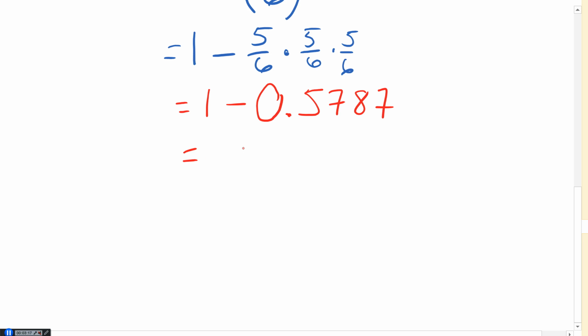So 1 minus 0.5787 is going to give me 0.4213. So anytime that you're talking about an "at least" problem, you need to make sure that you subtract it from 1 and then all of them, okay? Let me know if you still have questions.